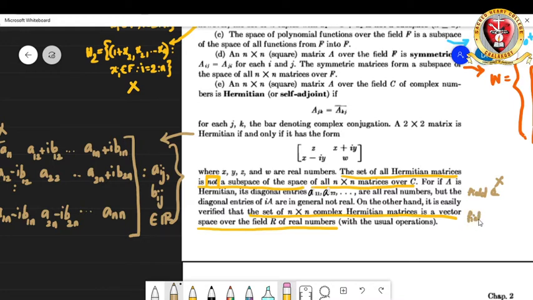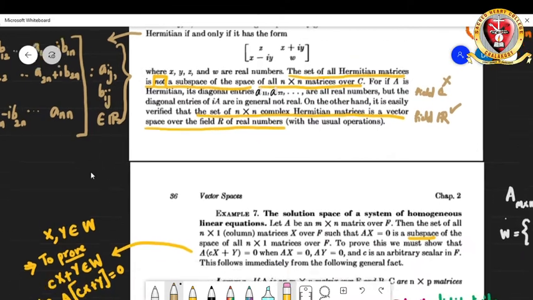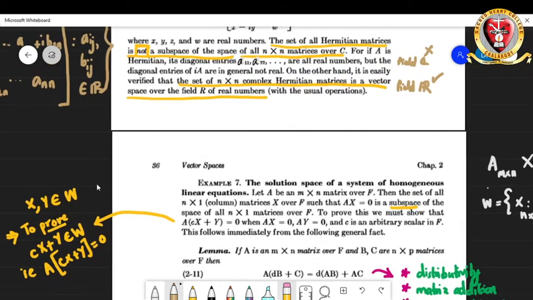Now, if we take the field to be R, then it's okay because we don't have complex numbers to multiply with the matrices. So the set of all n by n complex Hermitian matrices is a vector space over the field R of real numbers, but it is not a subspace of the space of all n by n matrices over C. So that means the field also matters to us while checking subspaces.